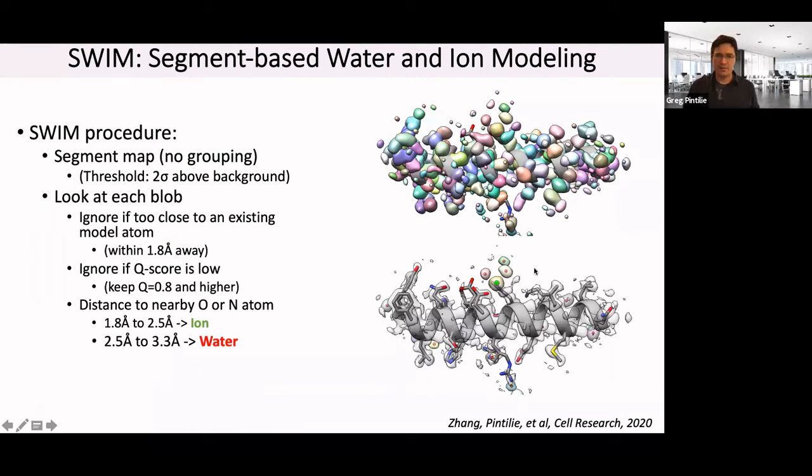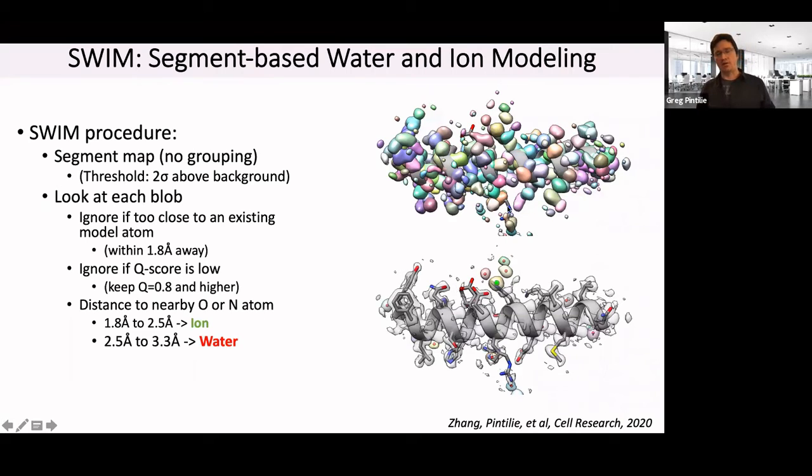Okay, now to get a little bit into ions and water. As I mentioned, I would talk about this a little bit. Recently, with these high resolution maps, we started to get interested in whether we are really seeing waters and ions. If we go back and look at these blobs, or these watershed segments around a model that was built into the map, we see a lot of small blobs that could potentially be ions and water.